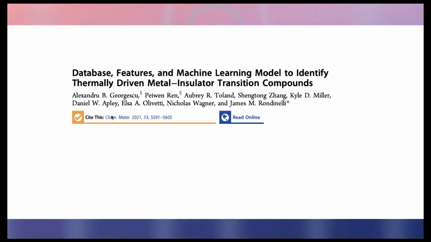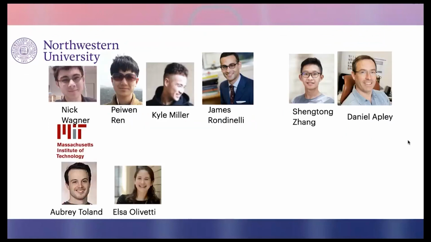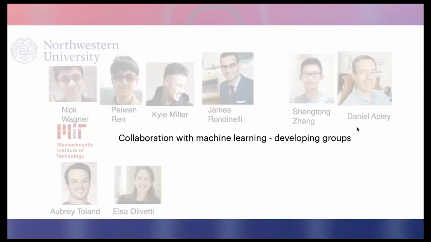The work I'll show here is mostly in this work and in an upcoming work. This is a collaboration from my time at Northwestern in James Rondinelli's group, with other groups at Northwestern specialized in machine learning, as well as Elsa Olivetti's group at MIT and Aubrey Toland, who's now at Georgia Tech. I found it very important to work with groups specialized in machine learning, as they often have a long history of figuring out what can go wrong, when you are overfitting.